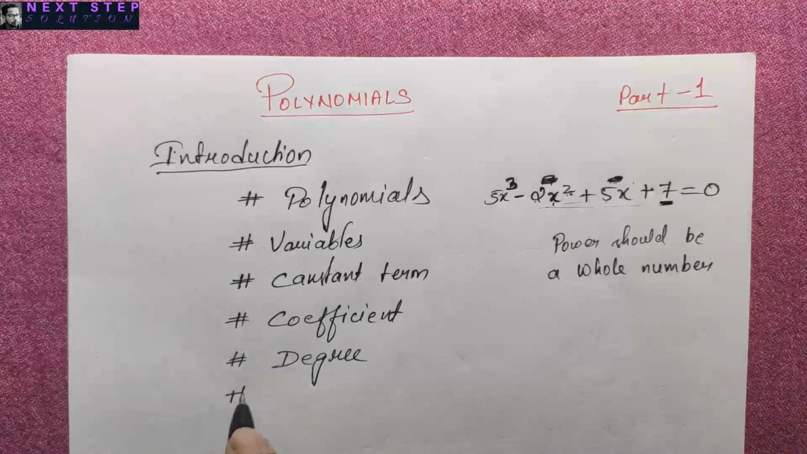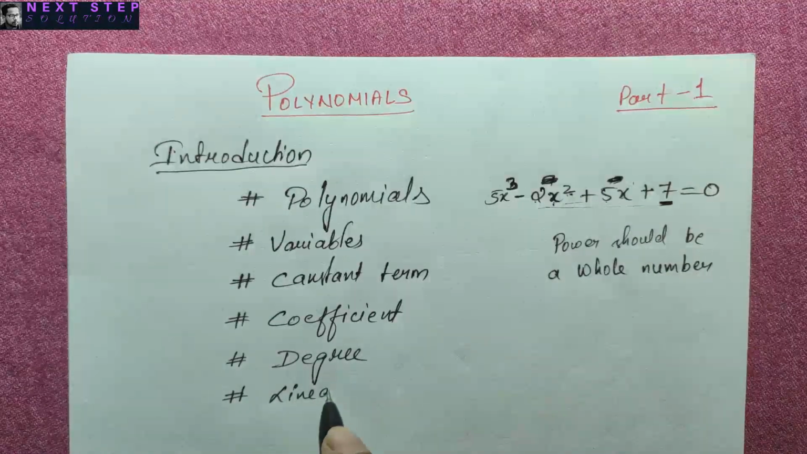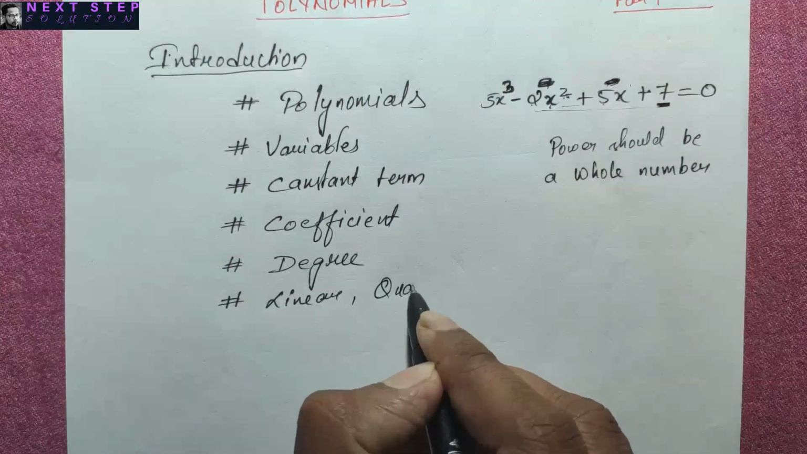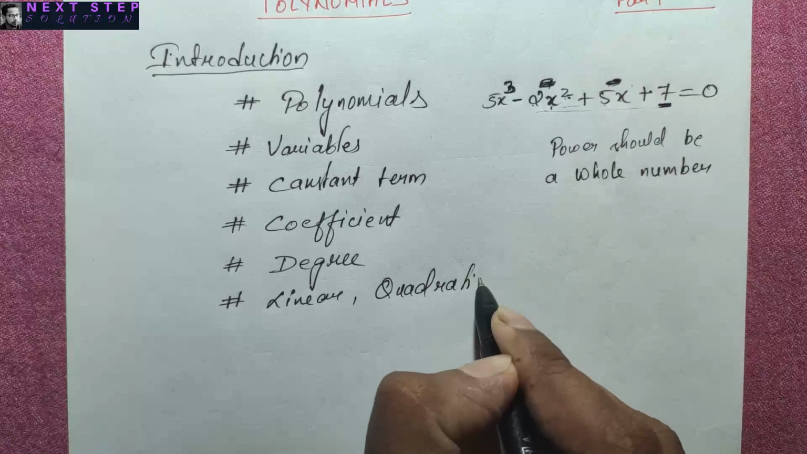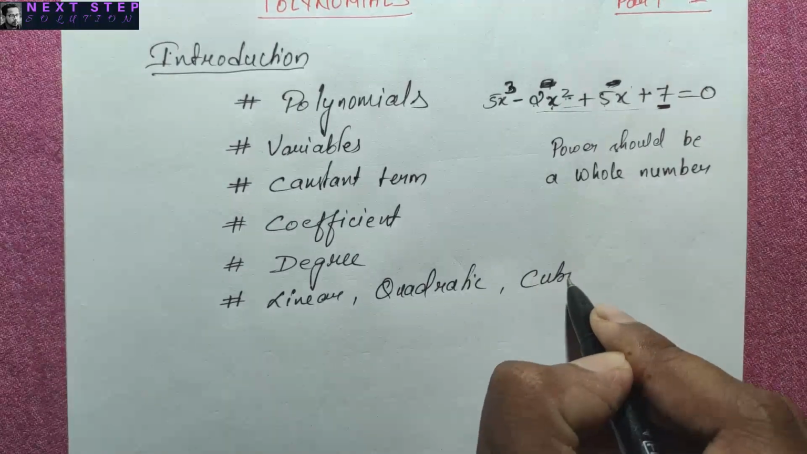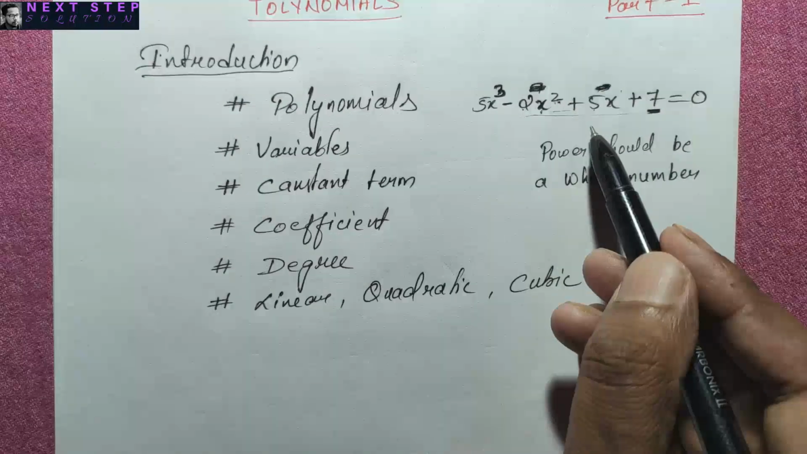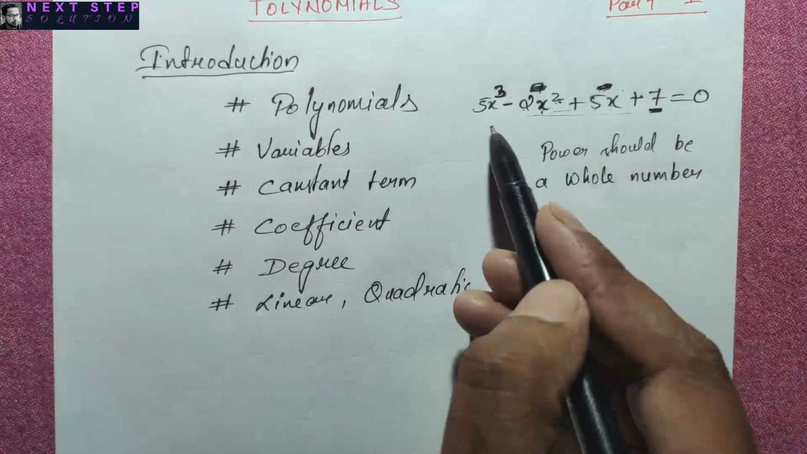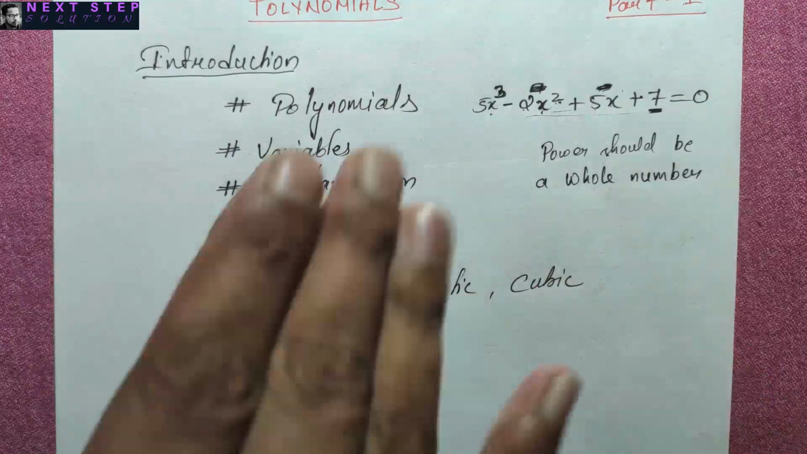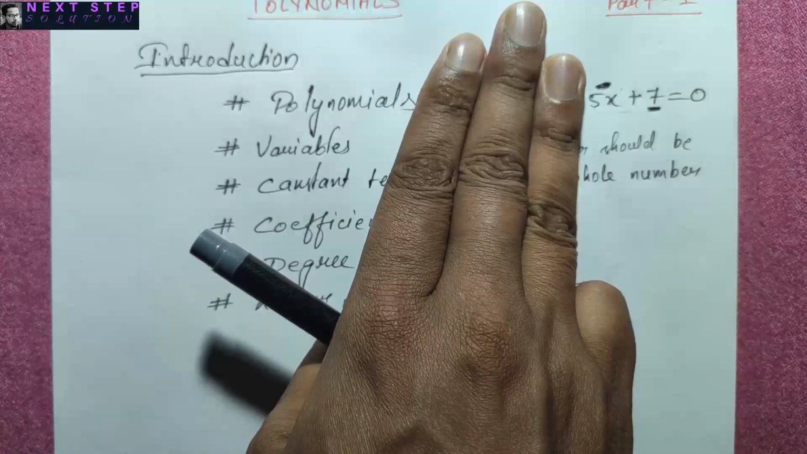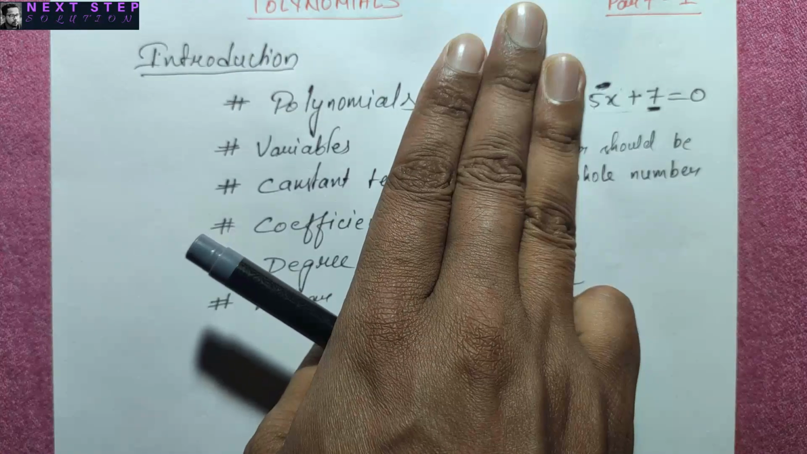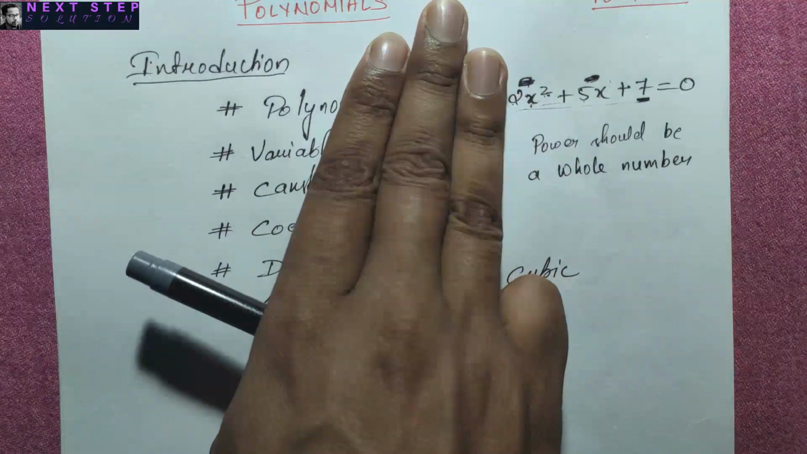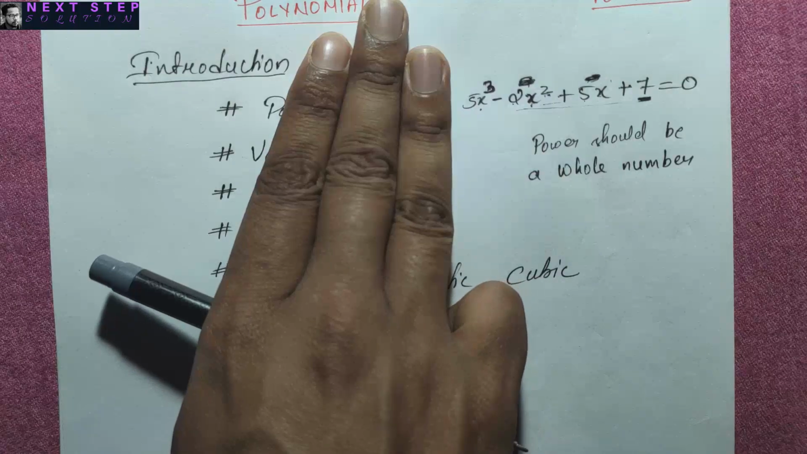Then after degree, the next thing, linear, quadratic, cubic. Linear means power 1. Quadratic means an equation with power 2. The greatest power should be 2. Cubic means this equation. This equation is a cubic equation. Now if I remove the first part, this becomes a linear equation or a linear polynomial. Then if I bring up this one, it becomes a quadratic polynomial. And if I write this, it becomes a cubic polynomial.